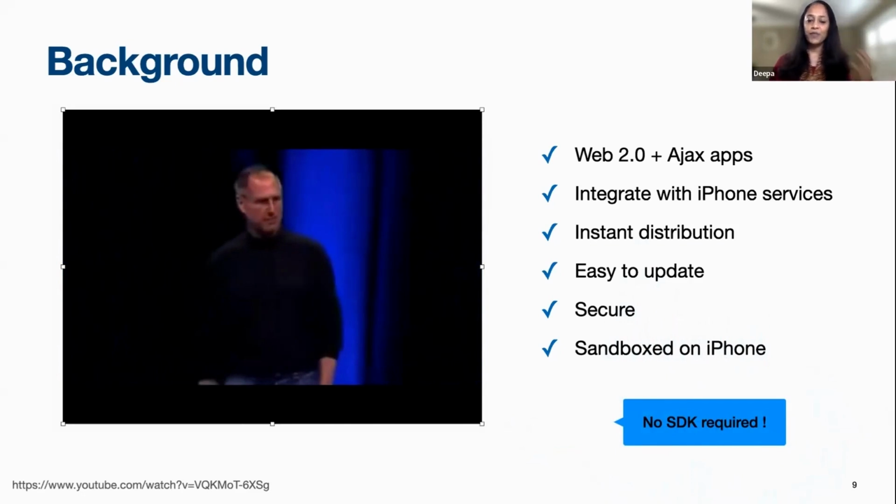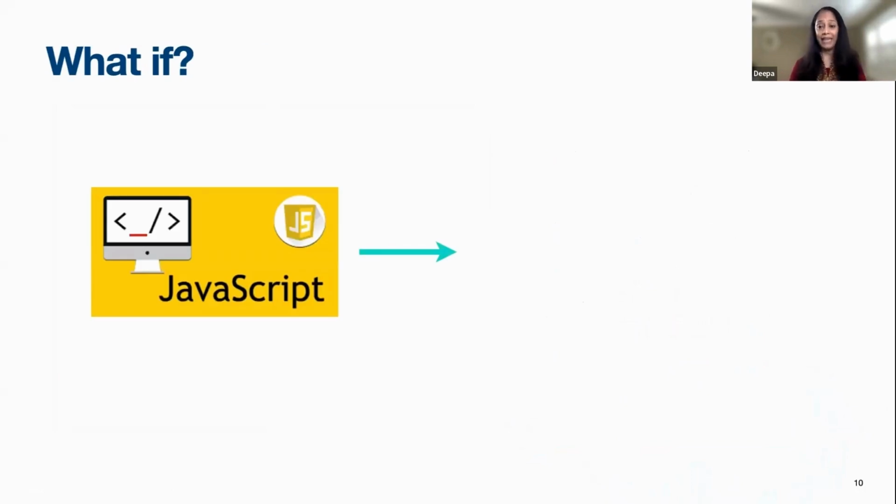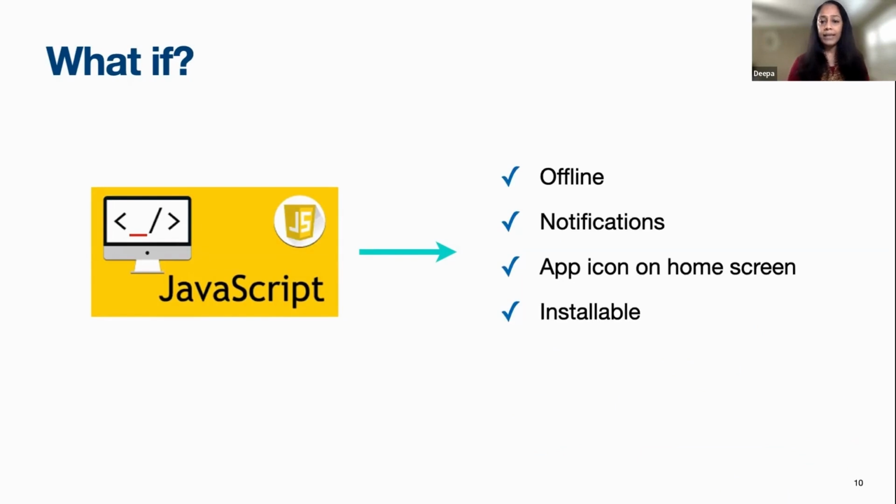And this was the vision, or the concept, that Jobs presented in 2007. Today, it has become a reality, right? So what if you, as a web developer, could build your mobile web application using your existing JavaScript knowledge, right? What you can do is make all these things possible.